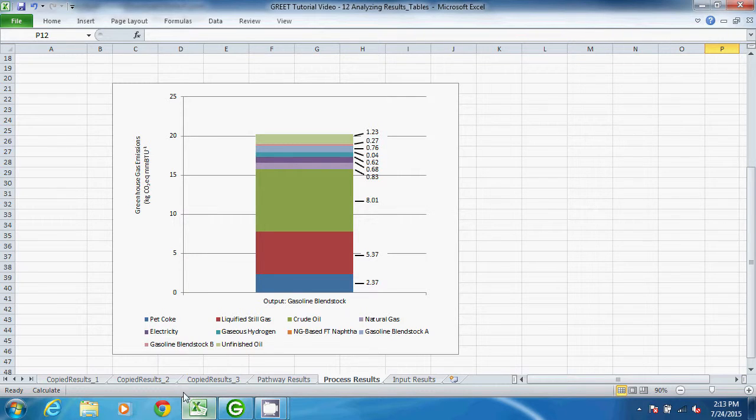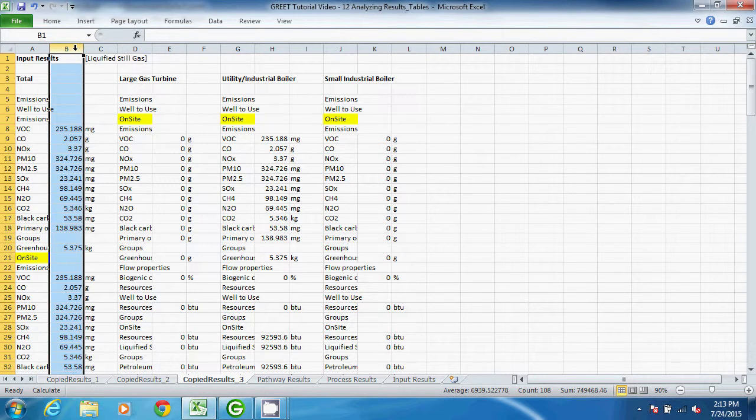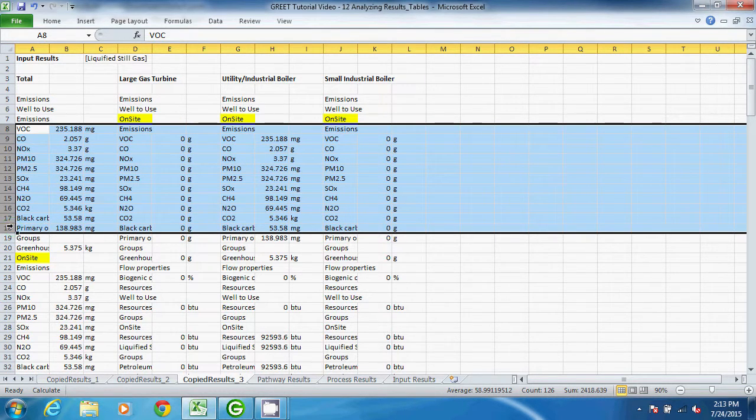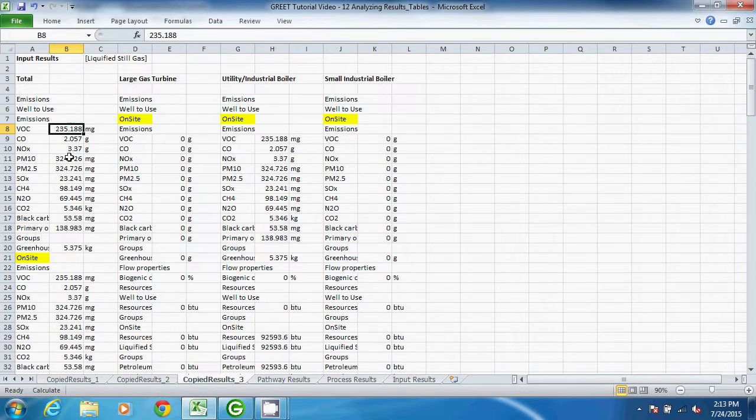Looking at the spreadsheet, column B here shows the results that we just saw in GREET.net. The first group of rows is for both direct and upstream emissions, but also pasted here are just the direct emissions, called on-site emissions. If this input wasn't an internal product, the well-to-use emissions and on-site emissions would be different. But since this still gas input contributes no upstream impacts, they happen to be the same, which is something to keep in mind if you're analyzing input technology results on your own.